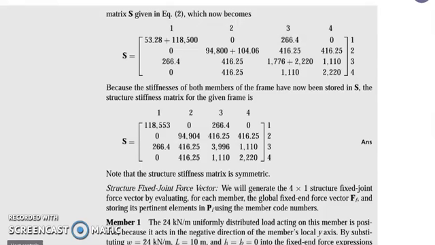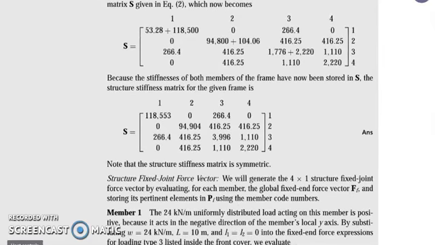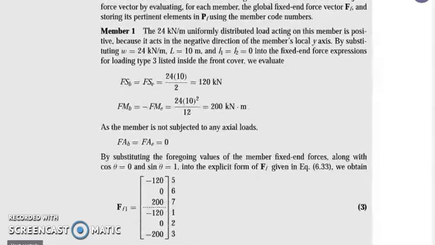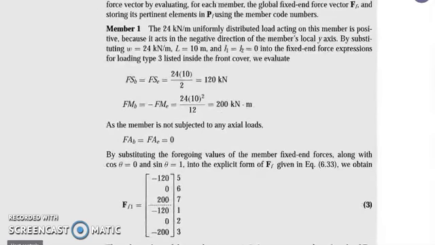So now you have to compare this. You have to check from member 1 and member 2 if there are code numbers pertaining to 1 and 1, 1 and 2, 1 and 3, 1 and 4, and so on. Then you simplify. After you simplify, you have your S, which is your structure stiffness for the whole structure. Now, after that, you can proceed to your structure fixed joint force vector, P sub F. To compute P sub F, you first have to compute your fixed end forces in the global coordinate system denoted by F sub F.